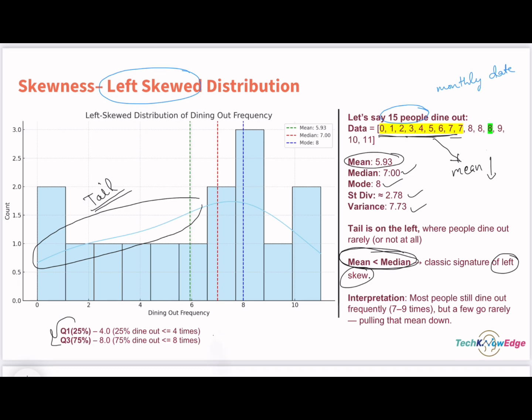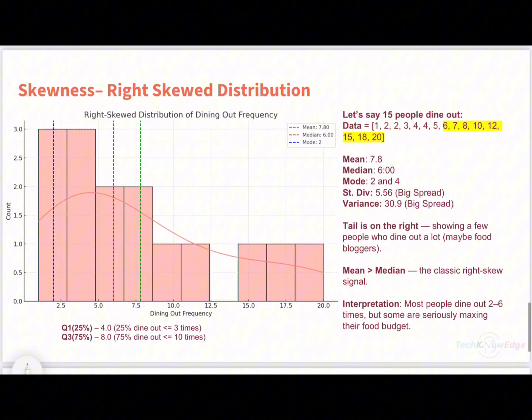Even though a few people dine out very rarely, like 0, 1, or 2 times, most people still dine out frequently, around 7 to 9 times. That cluster pulls the mode and median to the right, but those few rare diners on the left shift the mean downward, giving us this left-skewed shape. This is why understanding skewness is so important. It tells us whether the mean truly represents the center of the data or if it is being dragged by outliers.